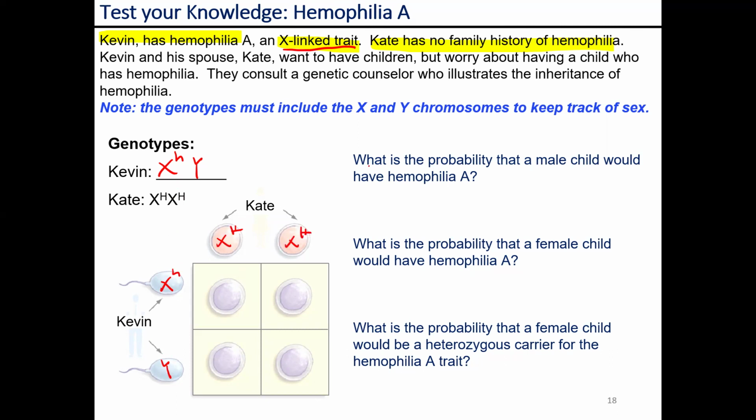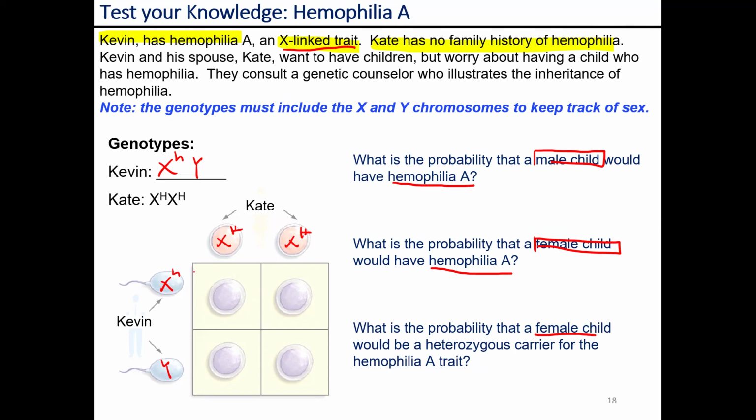Now we need to answer the following questions. What is the probability of a male child who would have hemophilia A? What is the probability that a female child would have hemophilia A? And what is the probability that a female child would be a heterozygous carrier for hemophilia A? Remember, this one is a female child, this one is a male child, and for this one we're trying to figure out a female child for carriers. So let's go ahead and do this.